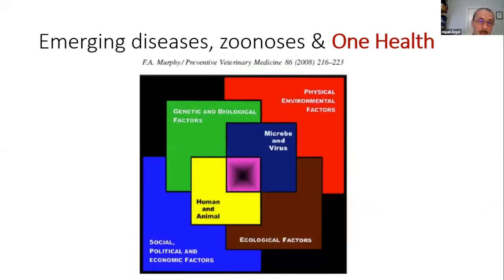So zoonosis and emerging diseases in general have different components, not only factors related to the microbes, humans and animals, but also genetic and biological factors, ecological factors, physical and environmental factors, and social, political and economic factors. All these factors contribute and need the views of specialists in these fields in order to give a better picture of the disease. That's why multidisciplinary approaches such as the One Health approach are so important.